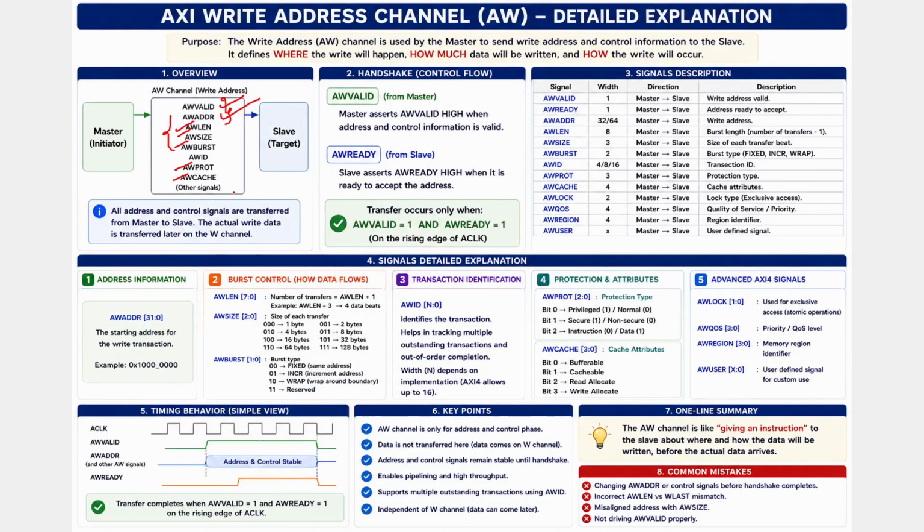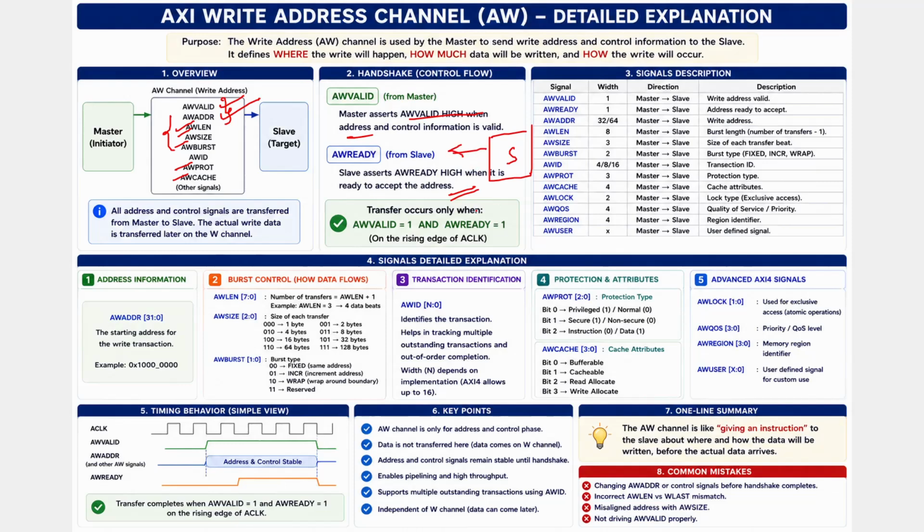And then valid and ready. The valid signal should be sent by the master and the ready signal should be sent by the slave. The master asserts that the valid signal should be high; it tells you that the address or control information I need to send is valid. Based on that, we need to set this signal. And then the ready signal: the slave will send the ready signal, saying I'm ready to receive the data.